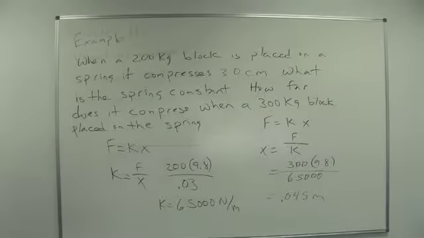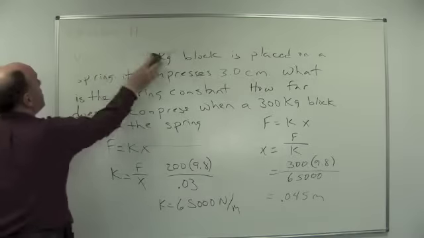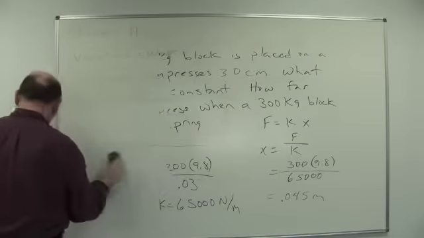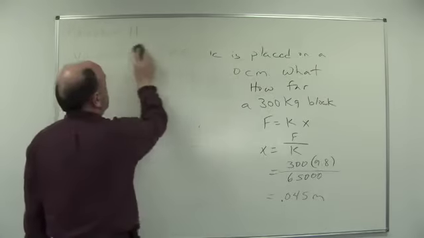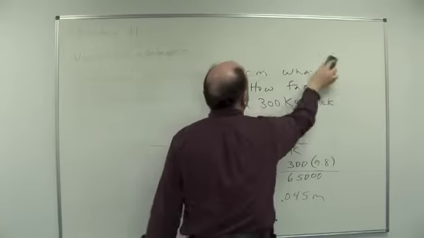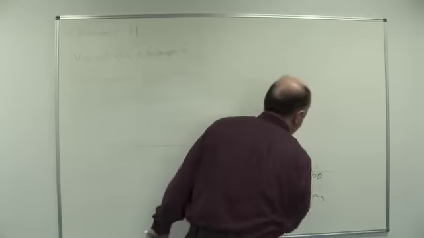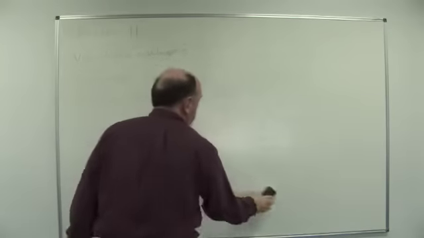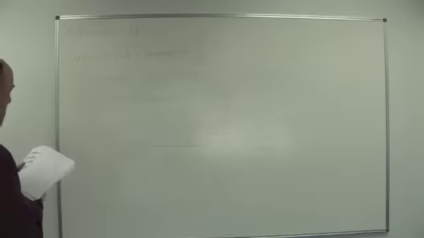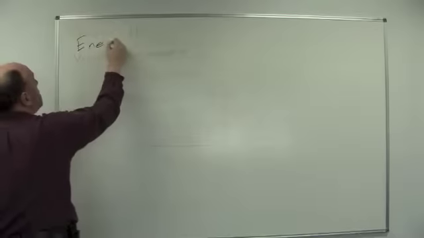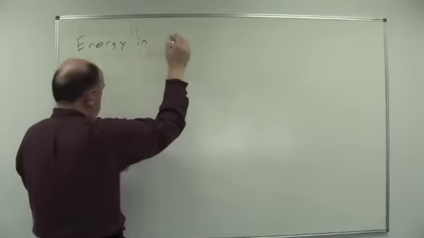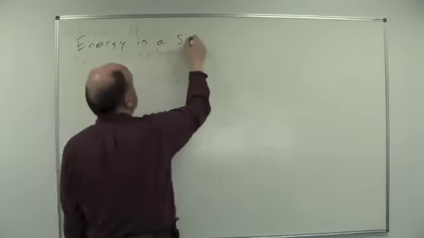Okay. So then in terms of our system oscillating back and forth, we can look in terms of the energy in the system. We talked before about kinetic energy and potential energy. So we can look in terms of the energy in a simple harmonic oscillator.